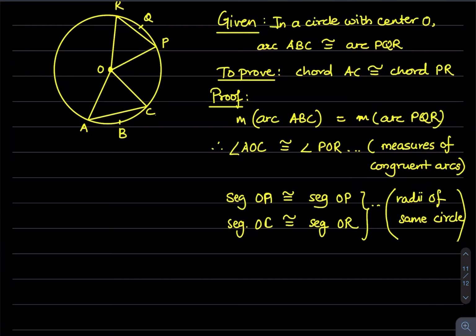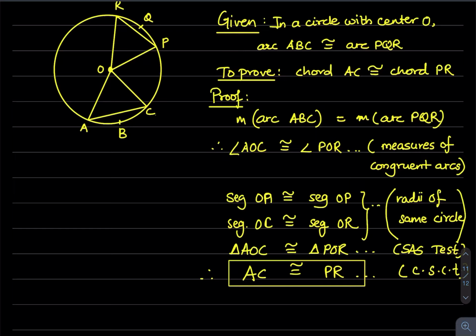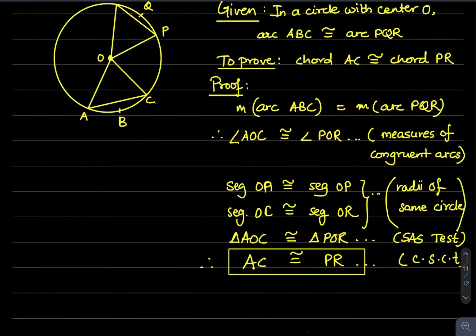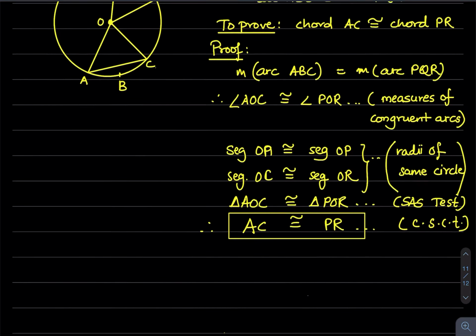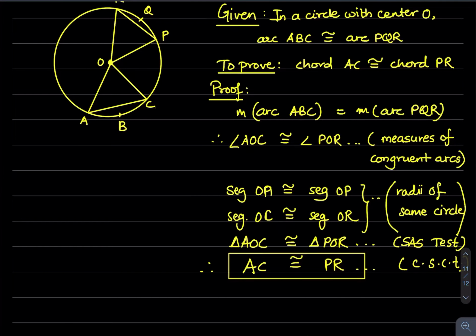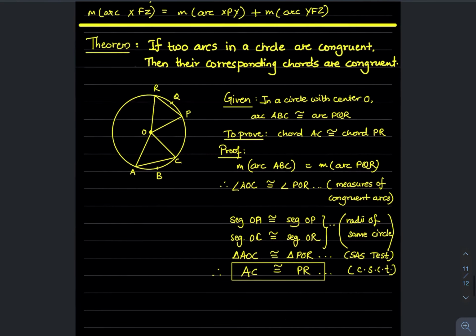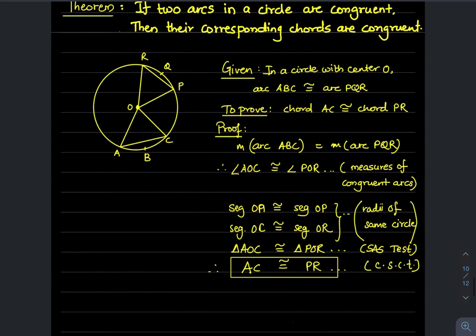Because they are all radii of the same circle, the triangle AOC will be congruent to the triangle POR by the SAS test, side angle side. So by using CSCT we get AC congruent to PR, which is to be proved. So here this is the end of this proof, and now we are going to prove the next theorem.